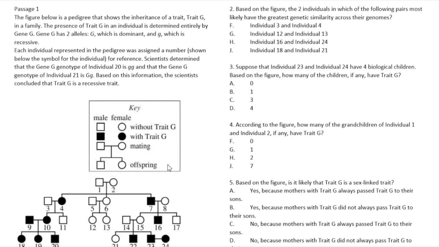G is 12 and 13. Alright, so these are two sisters. So they probably have a pretty similar genetic makeup because they come from the same parents, they're both sisters, and they both do not have trait G. So G is a good contender. Let's check H and J.